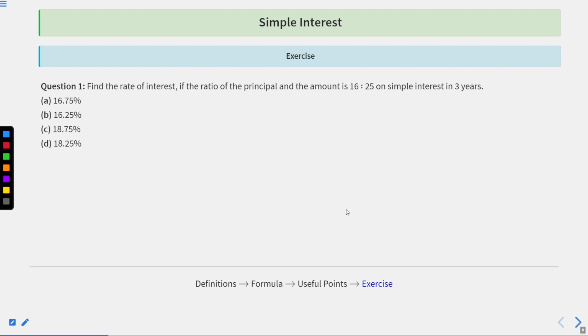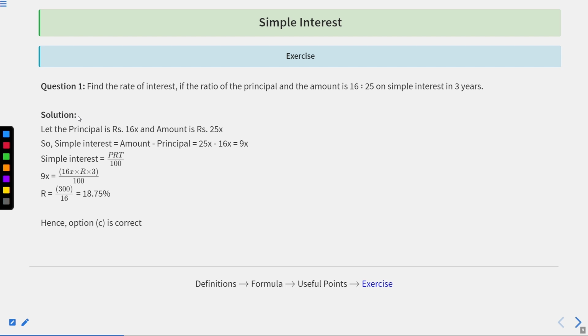Now we are ready to solve questions on simple interest. So let us get started with question number 1. Find the rate of interest if the ratio of principal and the amount is 16:25 on simple interest in 3 years.